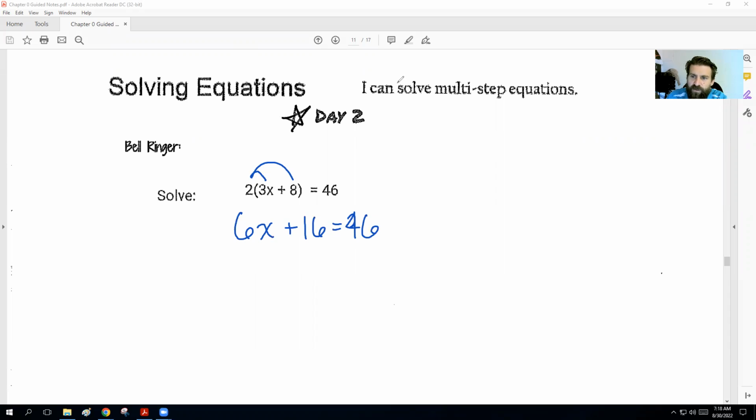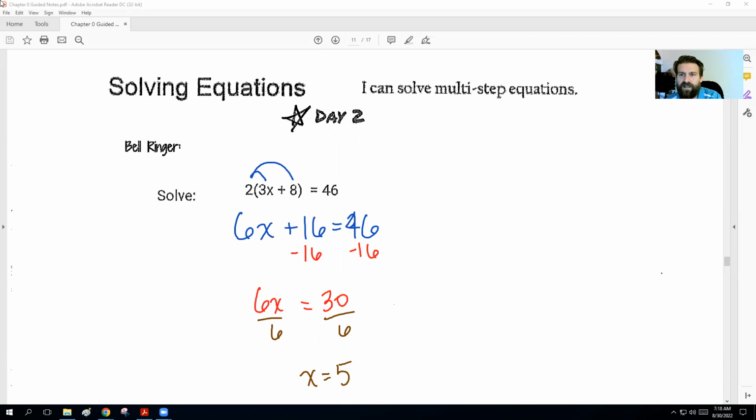All right, so we work through PEMDAS backwards. We're going to start isolating this x, and we need to get rid of this plus 16. We subtract 16 on both sides, and we're left with 6x equals 46 minus 16, which is 30. Now we're one step away. To solve for x, we divide both sides by 6, and we get x equals 30 divided by 6, which is 5.